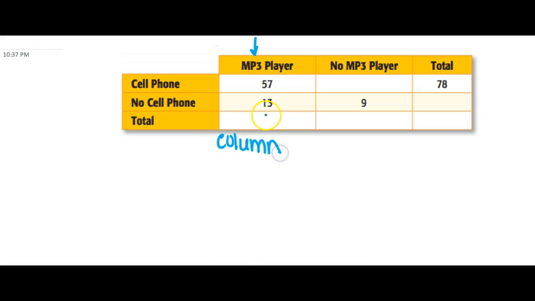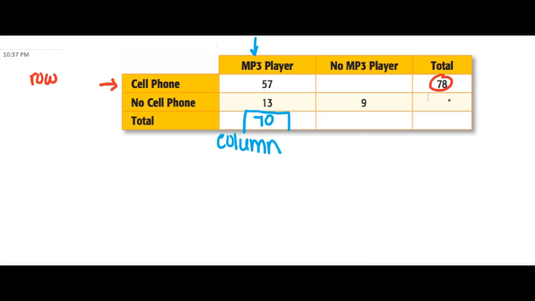And in this column, our total here is going to be the number of people who have an MP3 player. So we're doing 57 plus 13, and we get 70 people total who have an MP3 player. Okay, now let's look when we go this way. This is called a row, and these are all the people who have a cell phone. So we know that this total right here shows us that there are 78 people with a cell phone.